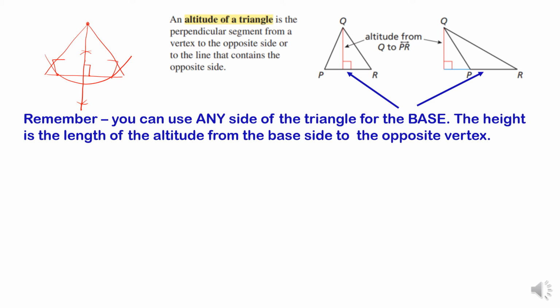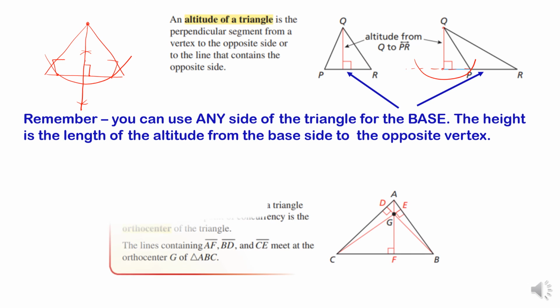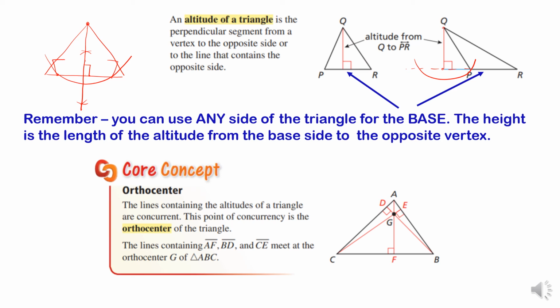All right, so now that we know how to make an altitude, on this one over here, the scalene, you have to extend the base in order to do that. So you go like this, and then you would do the same thing, and it would give you this point out here. Now that we have the altitudes, the lines containing the altitudes of a triangle are concurrent. This point of concurrency is the orthocenter of the triangle. So there is your orthocenter.